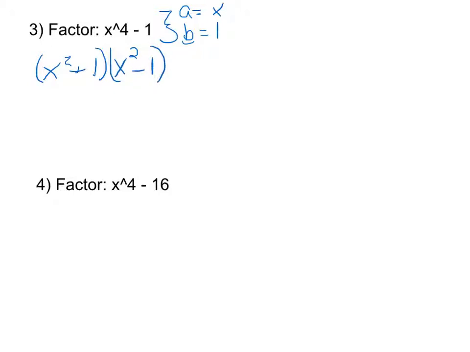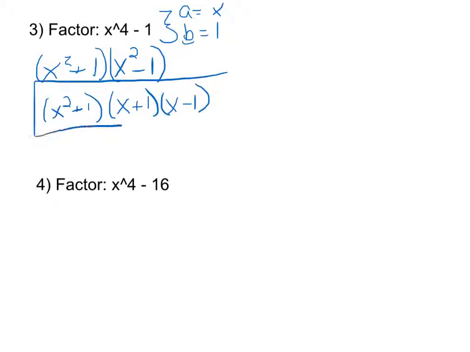I check to see if this can be factored further. I noticed that this binomial here is in the form perfect square, subtract perfect square. So I'm going to leave x squared plus 1 alone. And x squared minus 1 is going to become x plus 1 times x minus 1. X squared plus 1 cannot be factored further because I can only use my formula if I have a subtract sign in the middle. So that is the best I can do there.